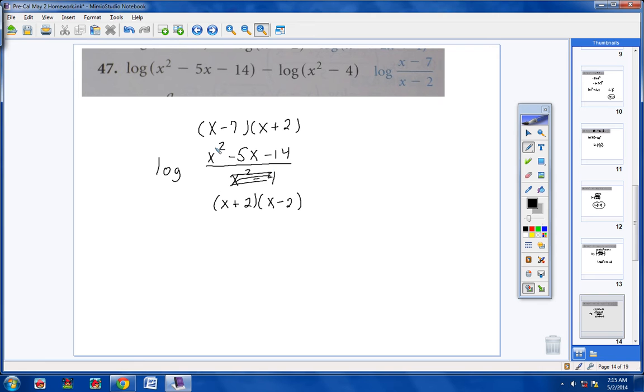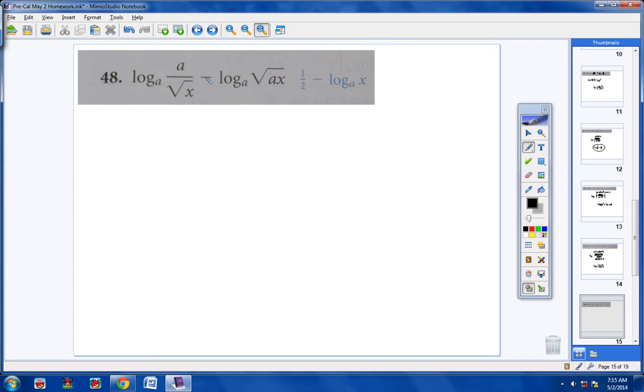Okay, so now this is gone. And now let's do some canceling. Your x plus 2 would cancel with your x plus 2. And so your final answer would be the logarithm of x minus 7 over x minus 2. There we go. Okay, moving on to number 48. Okay, looks like we have quite a bit of a mess here, so let's really take our time and look this over.